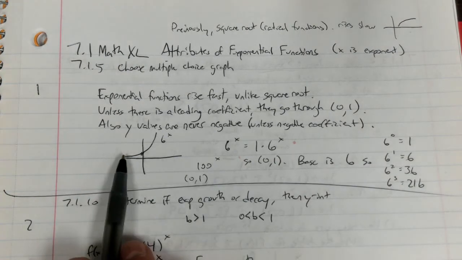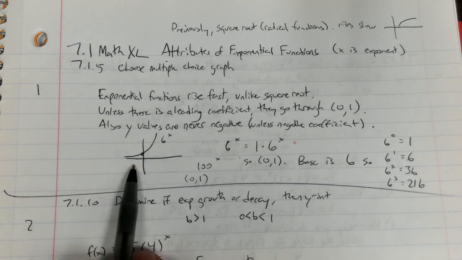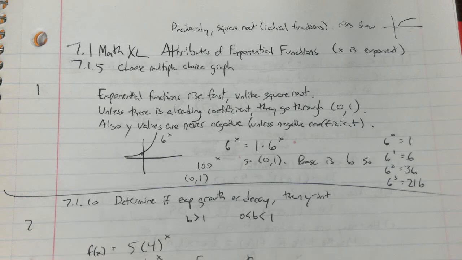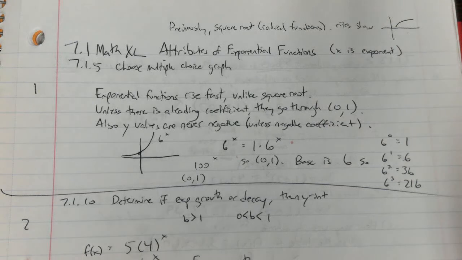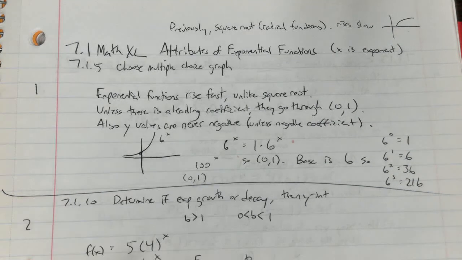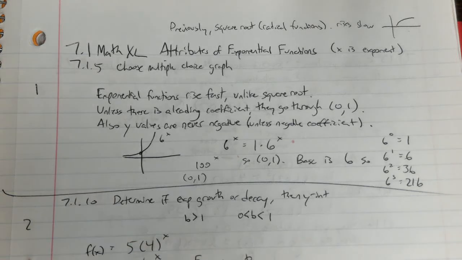The y values are never negative unless you had a negative coefficient for some reason. But I didn't see any of those in this problem set. So my graph looks like that. Your very first one is just about choosing a multiple choice graph.